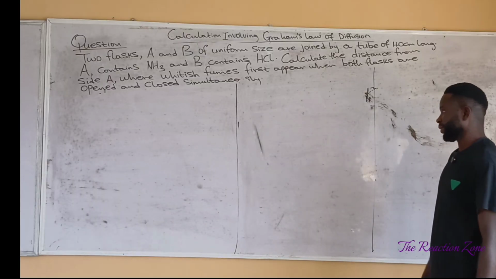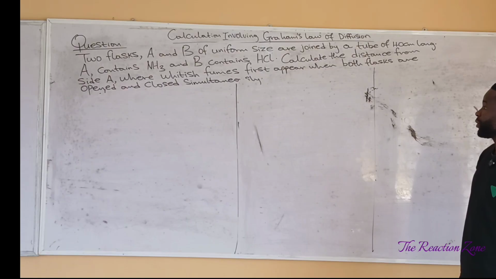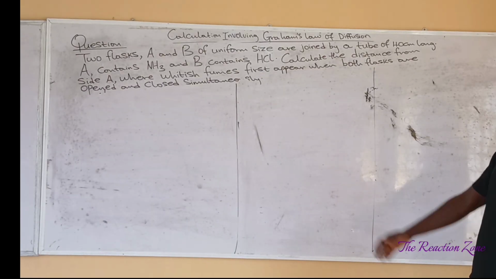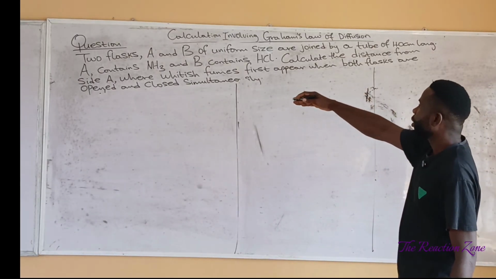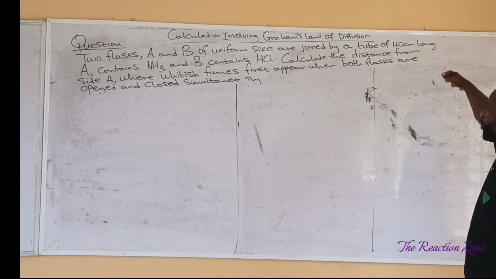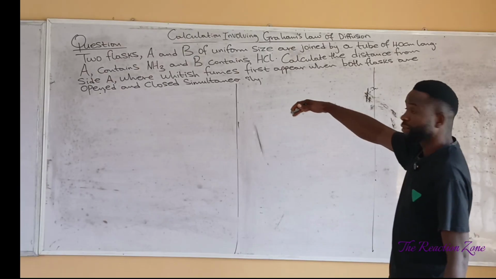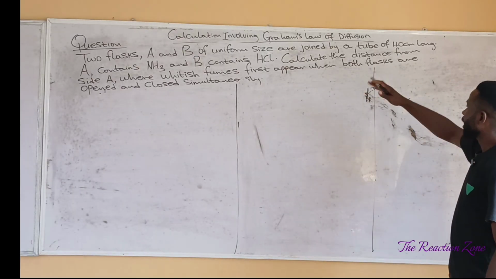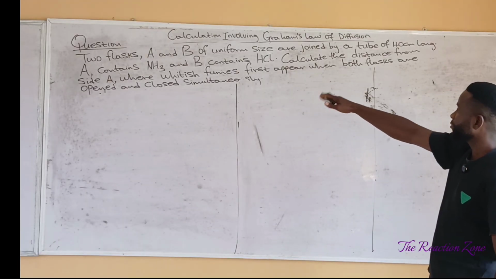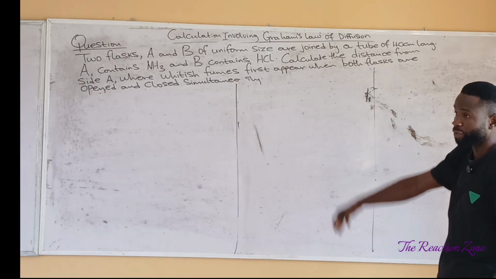In today's lesson, we're going to solve this question, making use of Graham's law of diffusion. And the question goes thus. Two flasks A and B of uniform size are joined by a tube of 40 centimeter long. A contains ammonia and B contains HCl. Calculate the distance from side A, where whitish fumes first appear, when both flasks are opened and closed simultaneously.